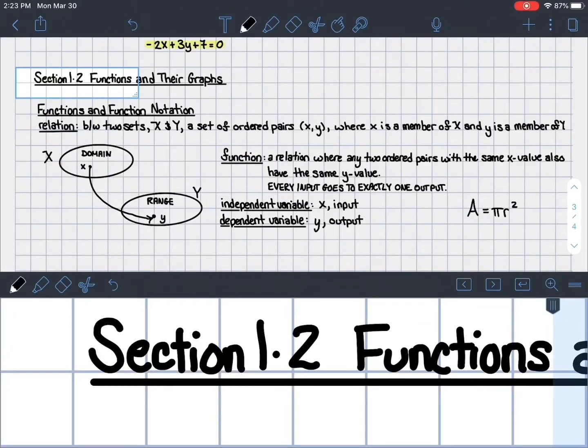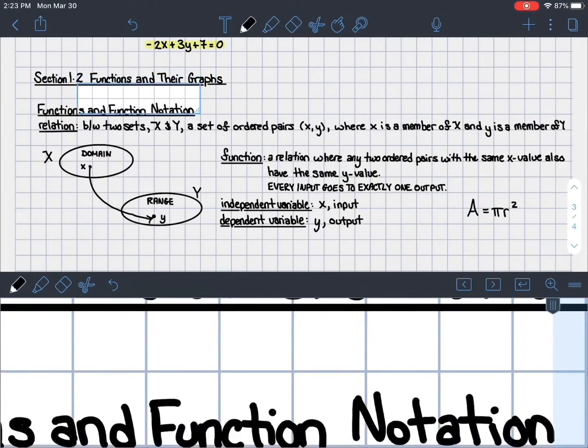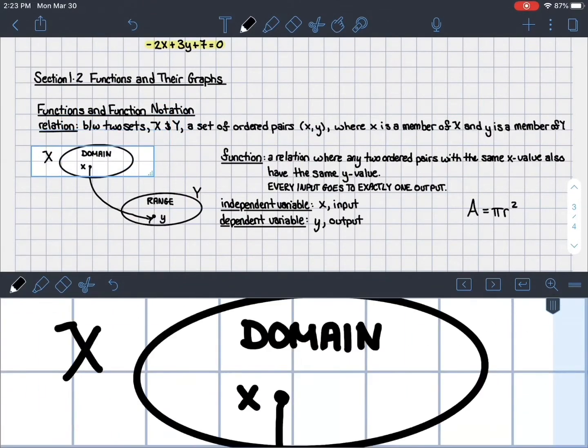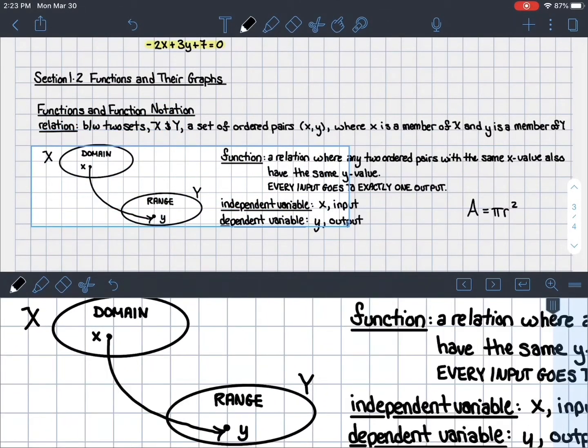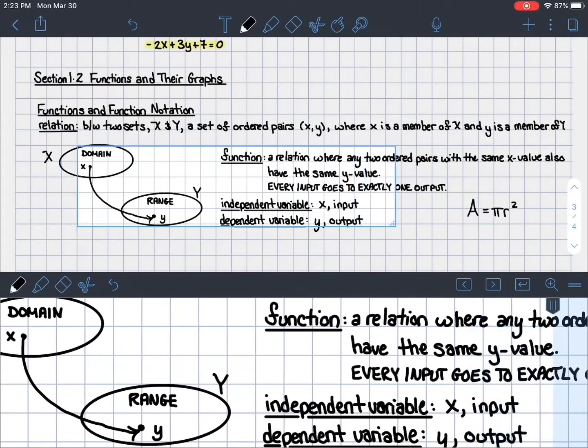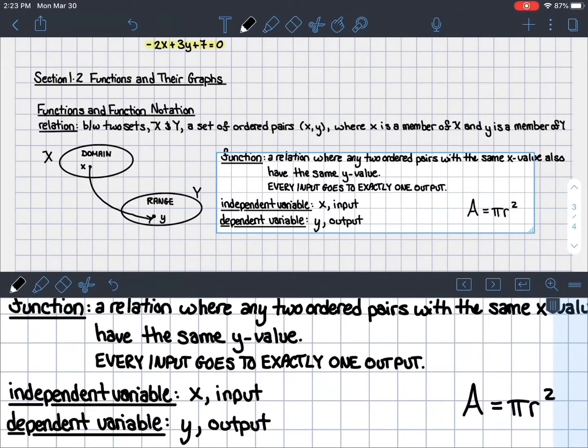This is Calculus Review, Section 1.2, Functions and Their Graphs, Part 1. A function is a relation where any two ordered pairs with the same x value also have the same y value. In other words, every input has exactly one output.